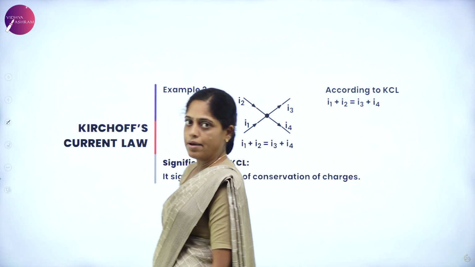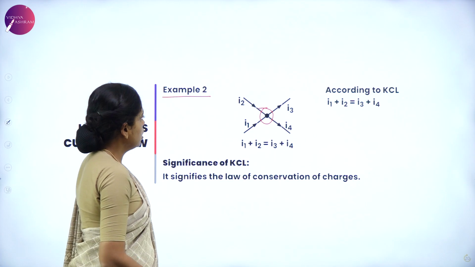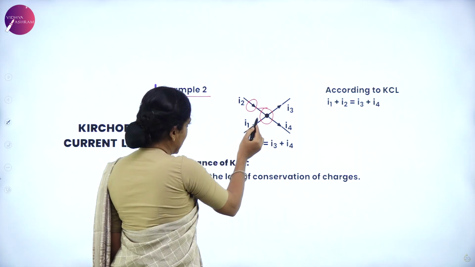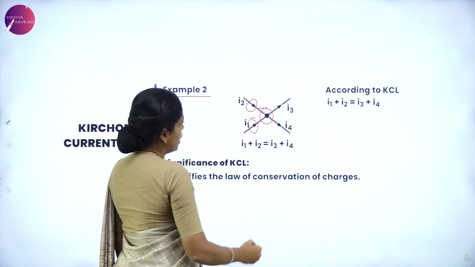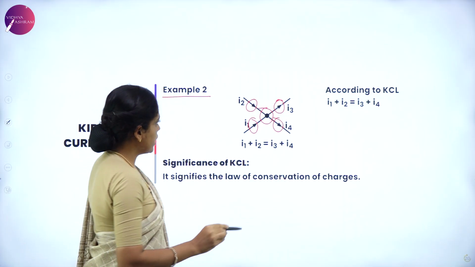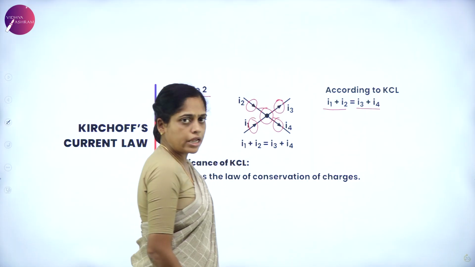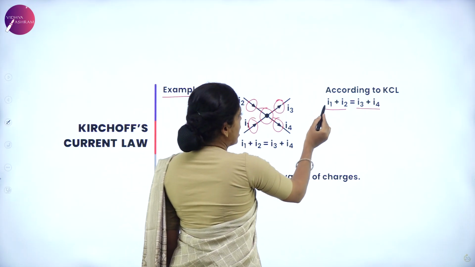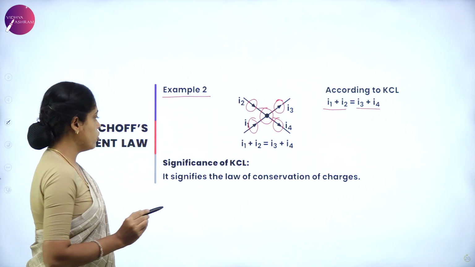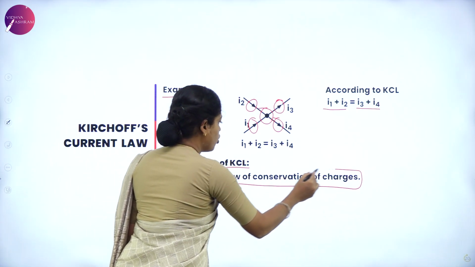Here is another example, example 2. So this is the node or junction. To this node or junction, I2, I1 are the currents entering and I3, I4 are the currents leaving. By applying the KCL, sum of the currents entering is equal to sum of the currents leaving. So, according to KCL, I1 plus I2 is equal to I3 plus I4. Therefore, the significance of KCL is law of conservation of charges.